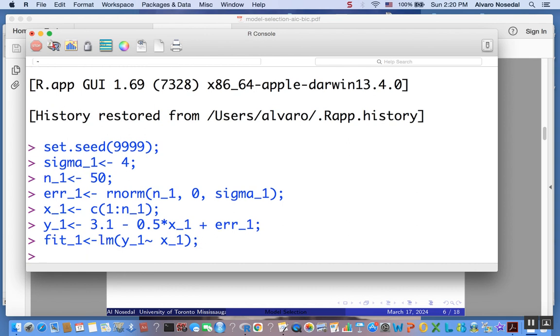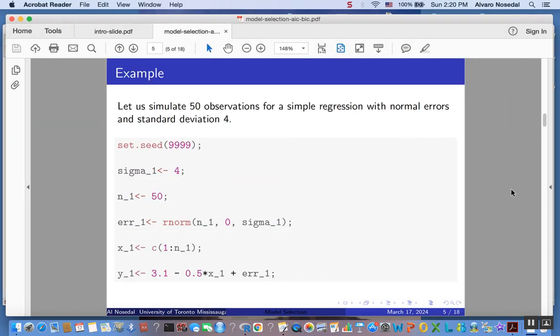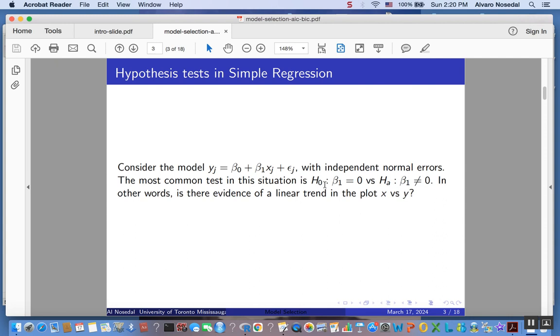Now, let's obtain that information that we need. We know that in this case we're particularly interested in carrying out a hypothesis test, right? Let me remind you that the hypothesis test that we're interested in is this one. The null hypothesis is beta 1 is equal to 0 against the alternative that beta 1 is different from 0.